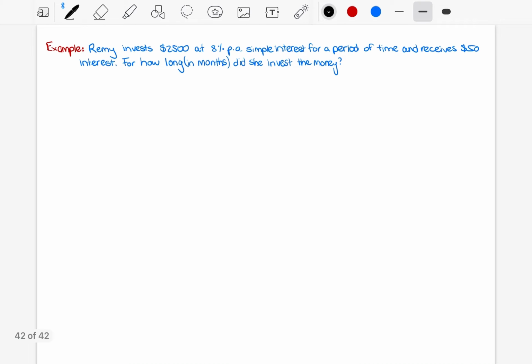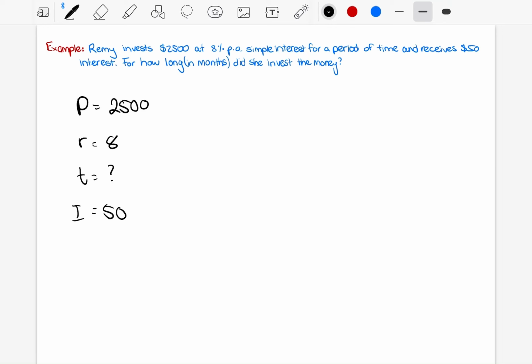For our last example, we've got Remy invests $2,500 at 8% per annum simple interest for a period of time and receives $50 interest. For how long in months did she invest the money? When you're doing this one, we're coming across a couple of things that you need to look at. Let's start by writing our P, which was 2,500. We had a rate of 8 and T is unknown, but we do know that our interest was 50. So we're going to have to do a little bit of solving here.